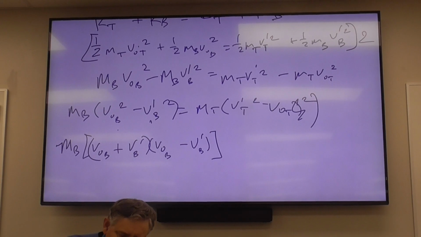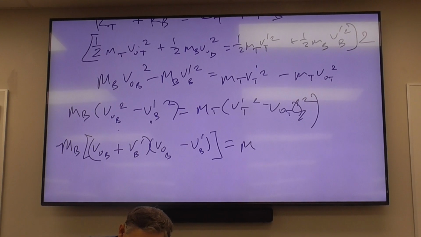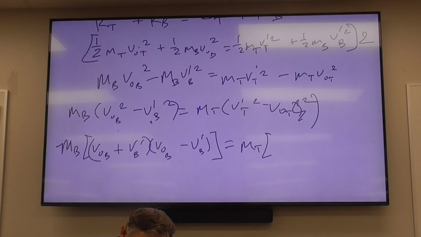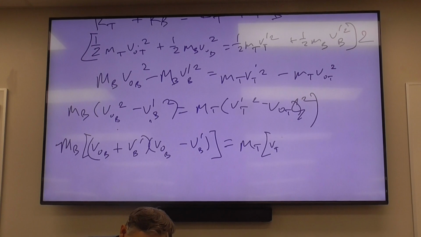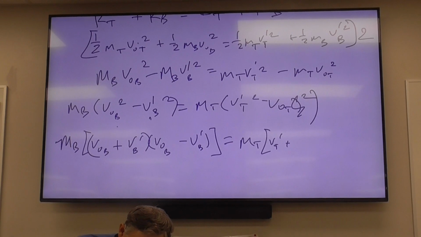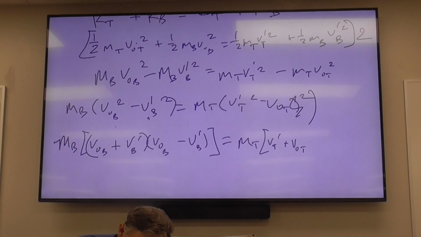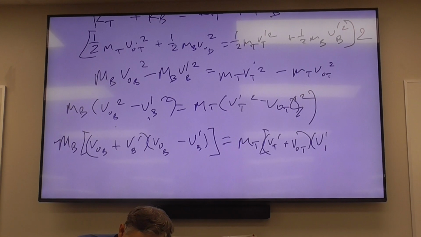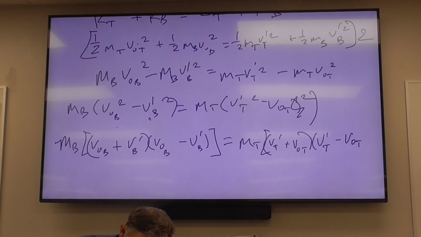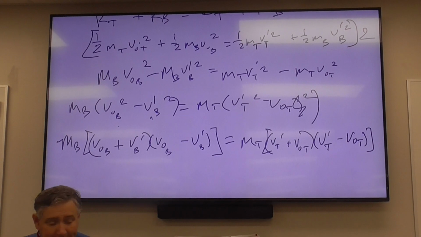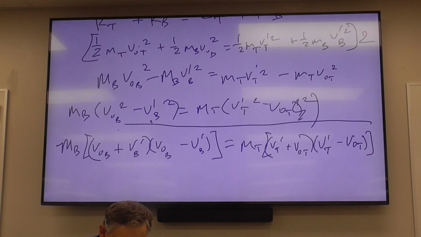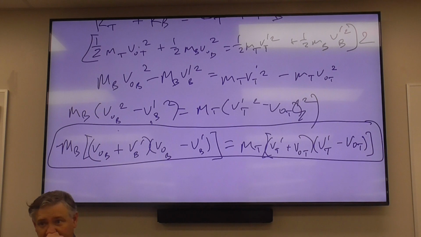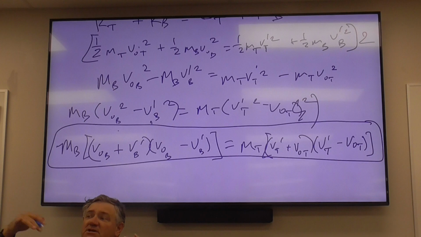Now, I'm going to do the same thing over here, whereas the mass of the target, new velocity of the target plus the original velocity of the target, and then the new velocity of the target minus the original velocity of the target. Cool? Now, at this point, I'm just going to leave this here for a second. We're going to revisit it. I just needed to get it to that point. But you see what we got going here.